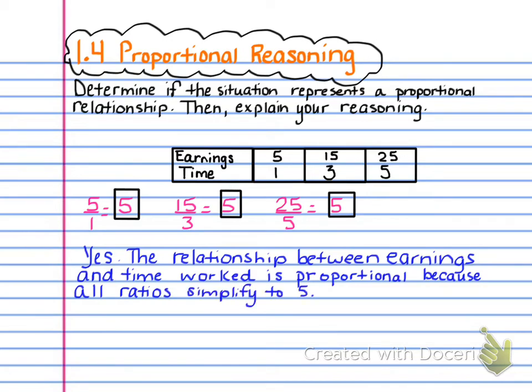ratios simplify to 5. So I'm going to underline a couple things that are super important here. So the yes is important, and then the relationship between, I need both of the things that are in the box, earnings and time worked, is proportional, so it needs to say it is or it is not proportional, and then you need to have because, so because all ratios simplify to 5. So these are all the things that you're going to need for a correct explanation.